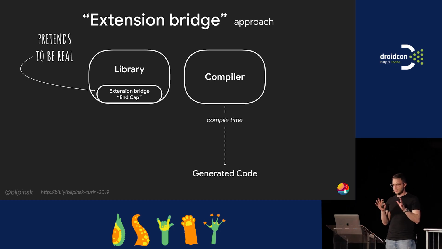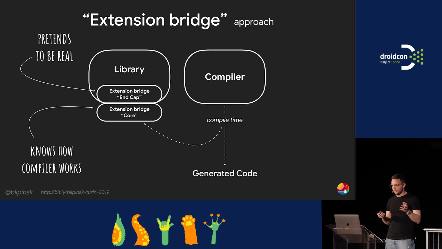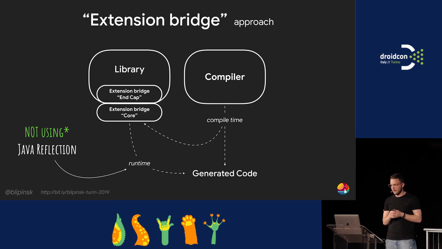It just acts as a point that you can refer to right after you add this into your library, but it does not really do the thing that you want to do, because the thing that you want to do will be done by the extension bridge core, which will be generated as a second thing at compile time, and it will attach to the runtime library, giving you a transparent solution for referring to the generated code, because this part knows how the compiler works. And this will also be done in runtime, but without Java reflection. I will speak about this a bit more later on.